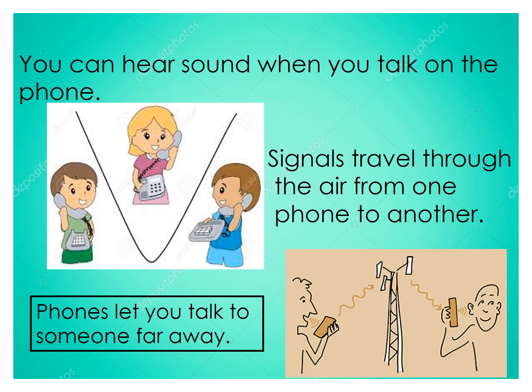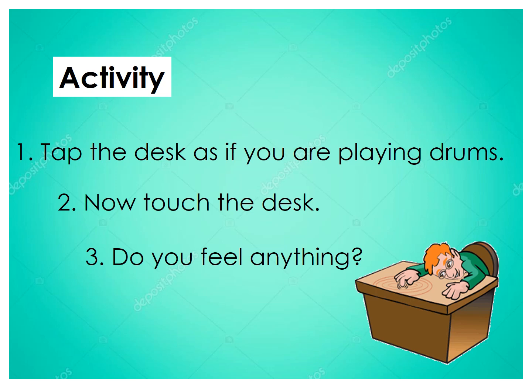Also, when you talk on the phone, you can hear sound. How does it happen? Signals travel through the air from one phone to another. This is the reason why phones can let us talk to someone far away. Musical instruments vibrate when they are played. Examples of these instruments are your violin, piano, and the guitar. So for you to understand that these instruments vibrate when played, do this activity.